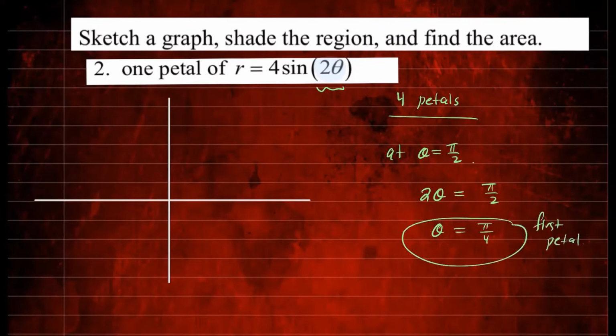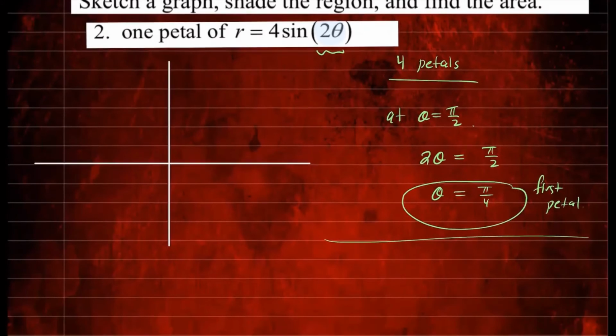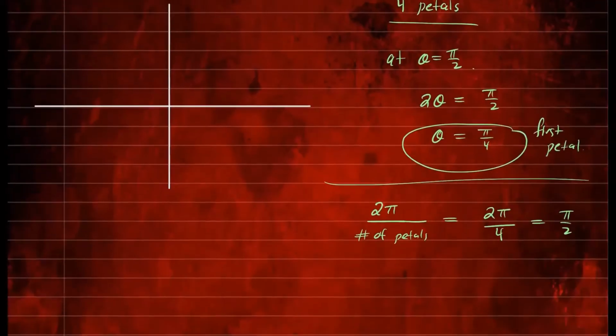Now you want to find where's the next petal. The way we're going to do that is find the distance between each petal. So we know the entire circle right here, it's 2 pi. So that's the period for sine. So you take the period 2 pi divided by the number of petals. So in this case, we'll have 4 petals. So we take 2 pi divided by 4, that'll be pi over 2. So what pi over 2 represents is the distance between each petal.